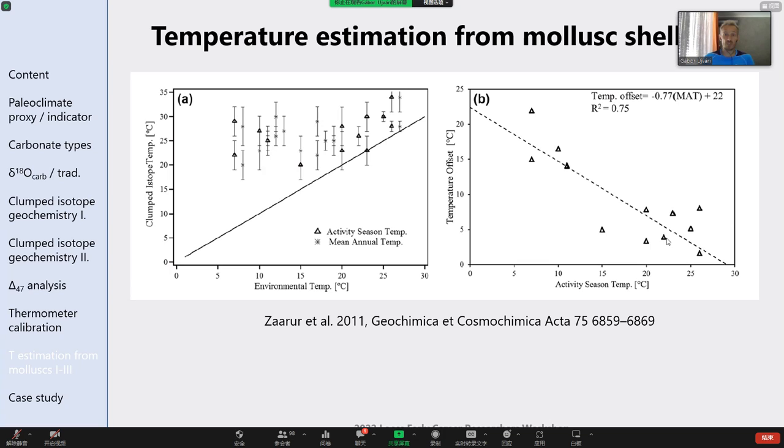And the temperature offset is lower and lower with increase in activity season temperatures. So this indicated that indeed the mollusk shells actually reflect the environmental temperatures, but these are usually higher than the mean annual values, and in many cases higher than the activity season temperatures.